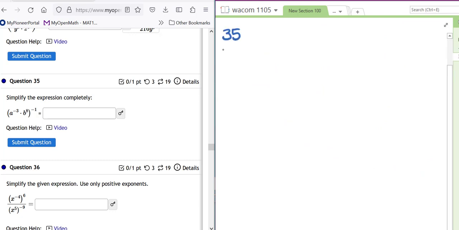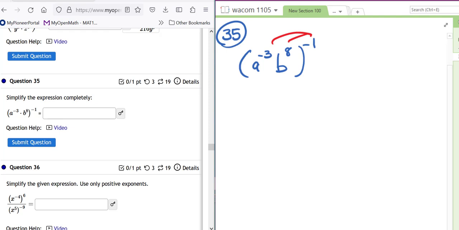This one does have negative exponents, but it's a simpler problem because there's no fraction. If you don't have a fraction to begin with, I would go ahead and do any other rule. I wouldn't change anything to positive. So I would go ahead and apply that negative 1. It's a product to a power. Take it down to each one. So you have a to the negative 3 to the negative 1, b to the 8 to the negative 1.